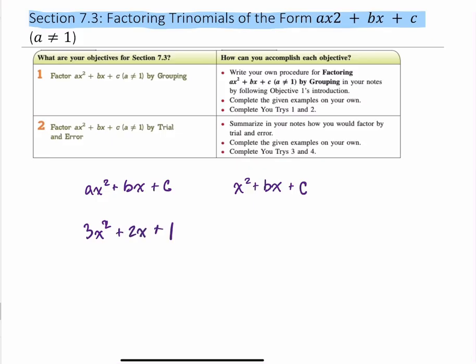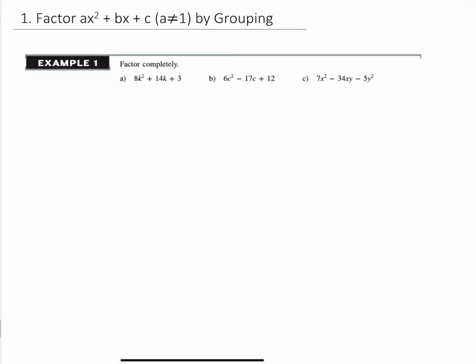So we're going to see this will take a slightly different approach from our previous method, where we will also bring in factoring by grouping as an additional part of the process. And that was covered 2 videos ago in 7.1. So let's take a look at a few examples where the a value is greater than 1.